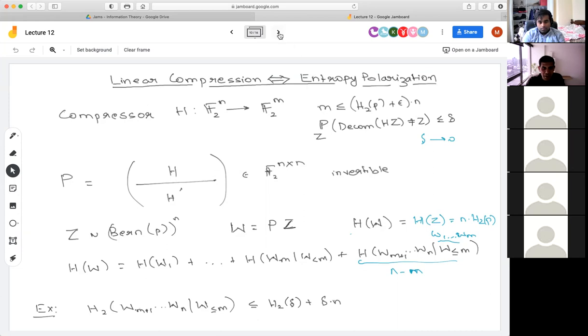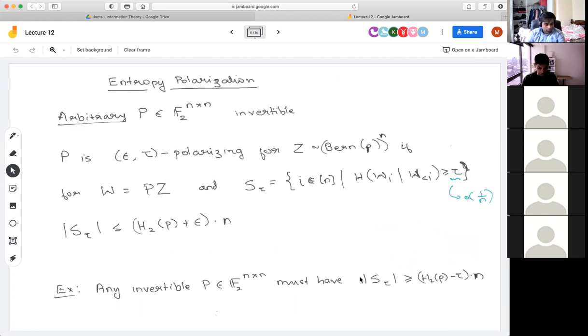Okay. I'm more interested in the opposite direction, which is saying that if you have a matrix which has this property that in some places there is lots of entropy and the rest of the entries have 0 entropy or very small, then that forms a good linear compression scheme. So let's define that a little more precisely.